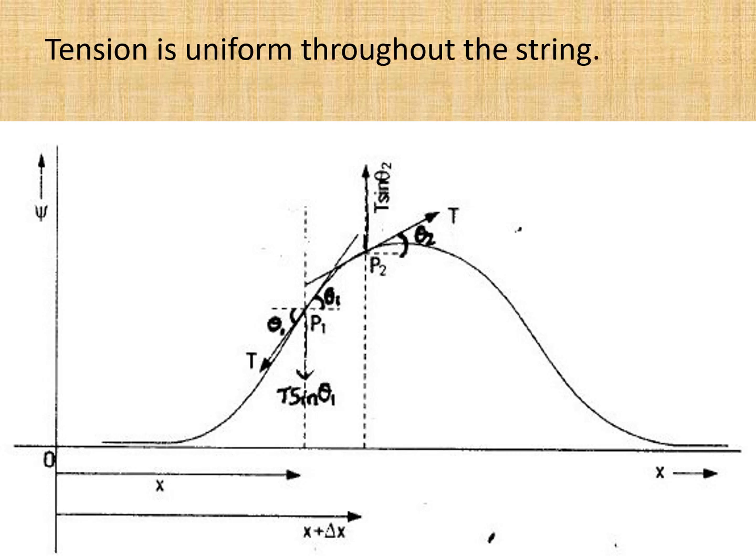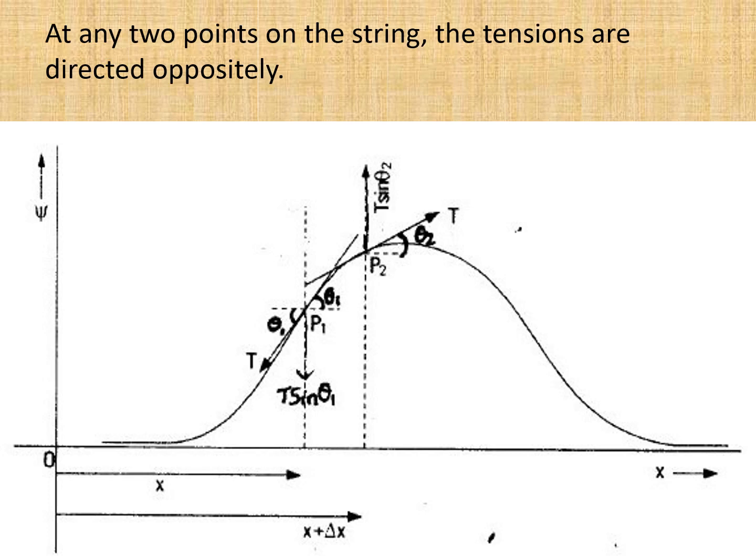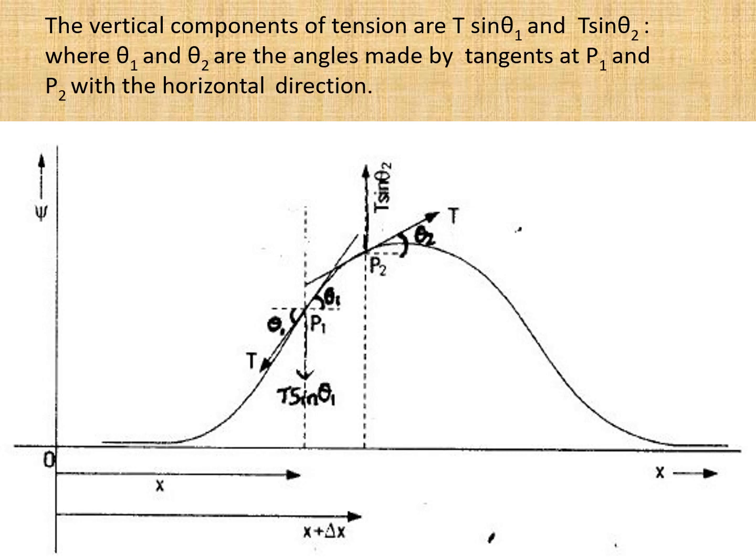Second and third points are related to tension. The tension is uniform throughout the string. Also, at any 2 points on the string, the tensions are directed oppositely. Please note that at points P1 and P2, only the vertical components of tension are given. At P1, the vertical component of tension T sin theta 1 is directed downwards. At P2, the vertical component of tension T sin theta 2 is directed upwards.